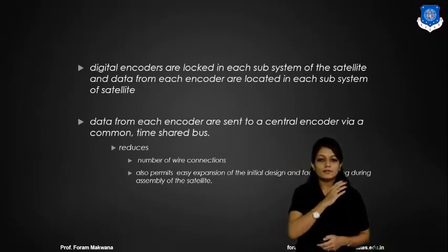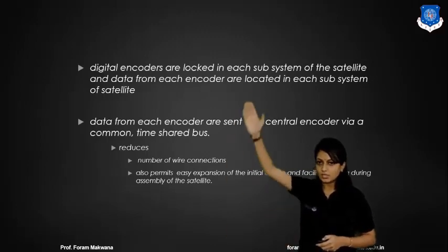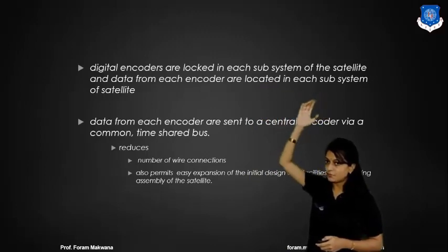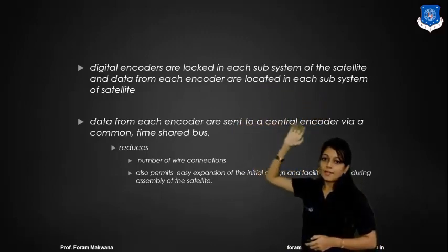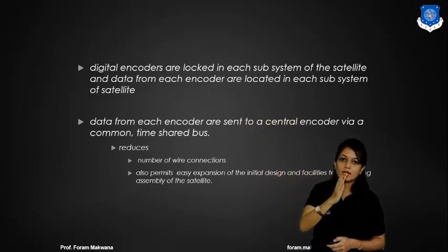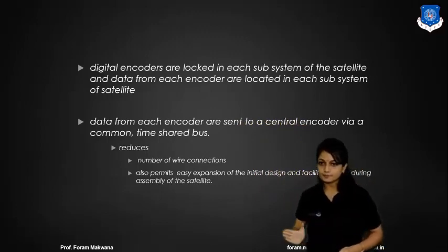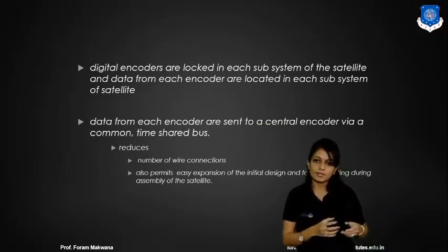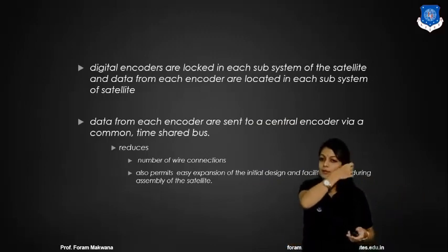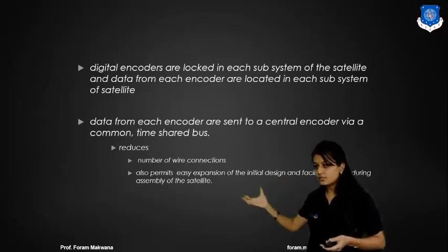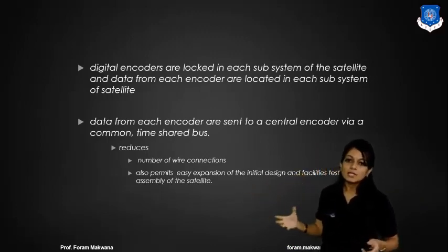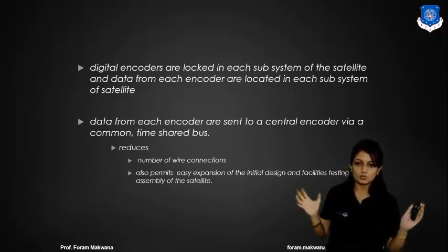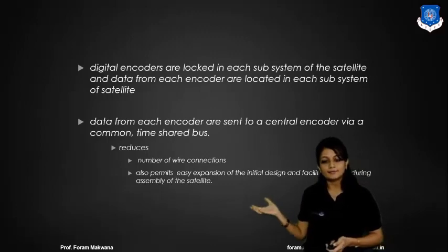Now, what are the functions of the different blocks? See, the digital encoders are located in each subsystem of the satellite, and data from each encoder is sent to the central encoder via a common time-shared bus. Why? Because it reduces the number of wire connections and it also permits the expansion of the initial design and the facilities that we are going to use in the satellite. Alright?